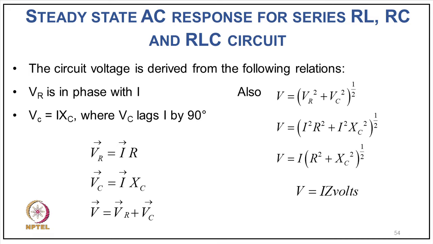So, the circuit voltage is derived from the following relation. V_R is in phase with I, and V_C equals I X_C, where V_C lags the current I by 90 degrees. Here V_R equals I R, V_C equals I X_C, and V equals the square root of V_R square plus V_C square, which is again (I square R square plus I square X_C square) to the power 1 by 2. So V equals I times the square root of R square plus X_C square, and V equals I Z volts.